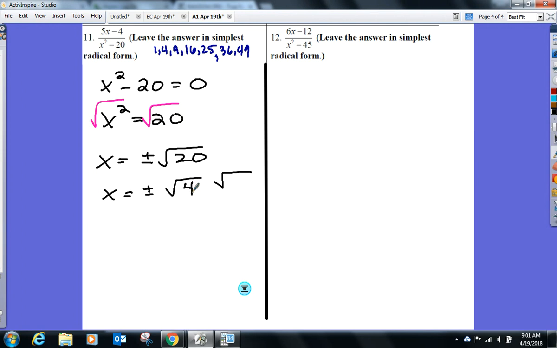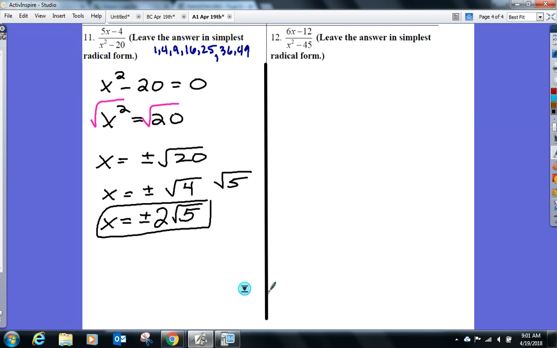Any idea what should go into the next one if I need to multiply it and get 20? Biggest perfect square, whatever multiplies to the number I needed. We're almost done. Plus or minus, anybody? Square root of 4? Square root of 4 is 2, and the square root of 5 just comes along for the ride. That right here is in simplest radical form, a radical broken down as much as possible. Go ahead, Tom.